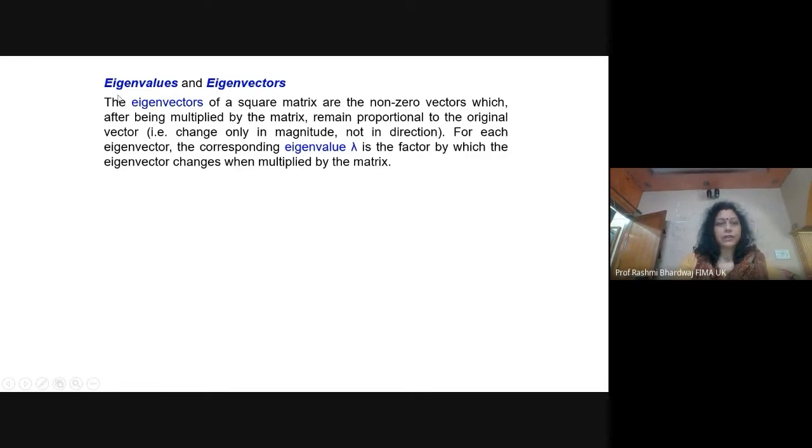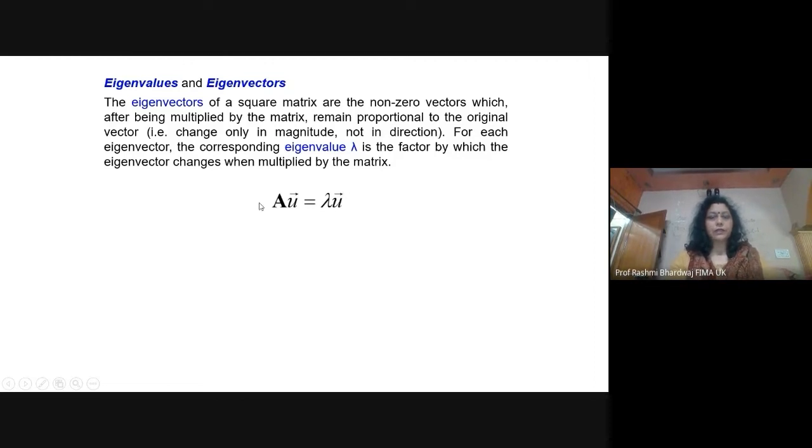Basically, we know that eigenvalues and eigenvectors are applicable for a square matrix. These are the non-zero vectors which, after being multiplied by the matrix, remain proportional to the original vector. So that is only a change in the magnitude, not in the direction. For each eigenvector, the corresponding eigenvalue is the factor by which the eigenvector changes when multiplied by the matrix.